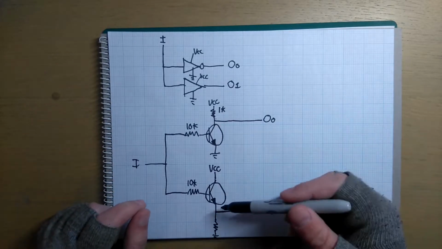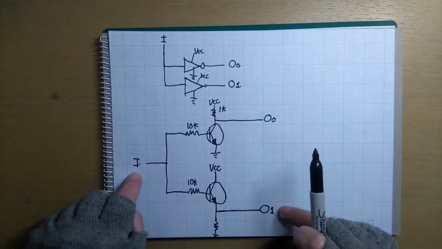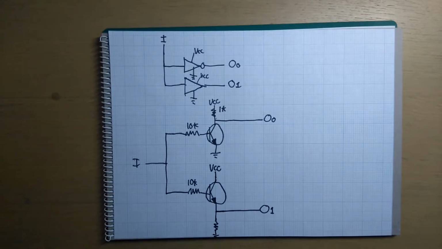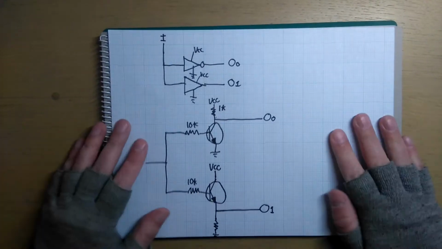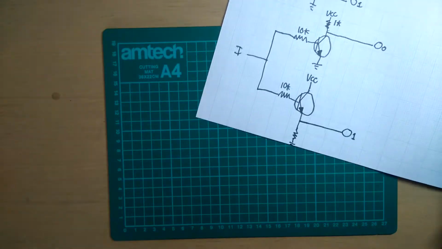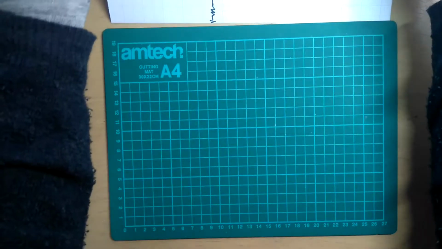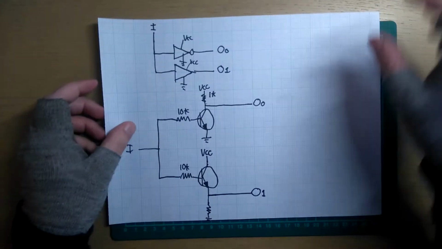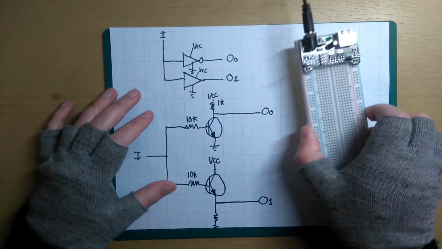So that's our inverter and that's our buffer, and this is our 1 to 2 encoder. So that's how that works, and now I'm going to build it. Get rid of my pad here. Right. Actually, I'll build it on here. It makes it a little bit easier.